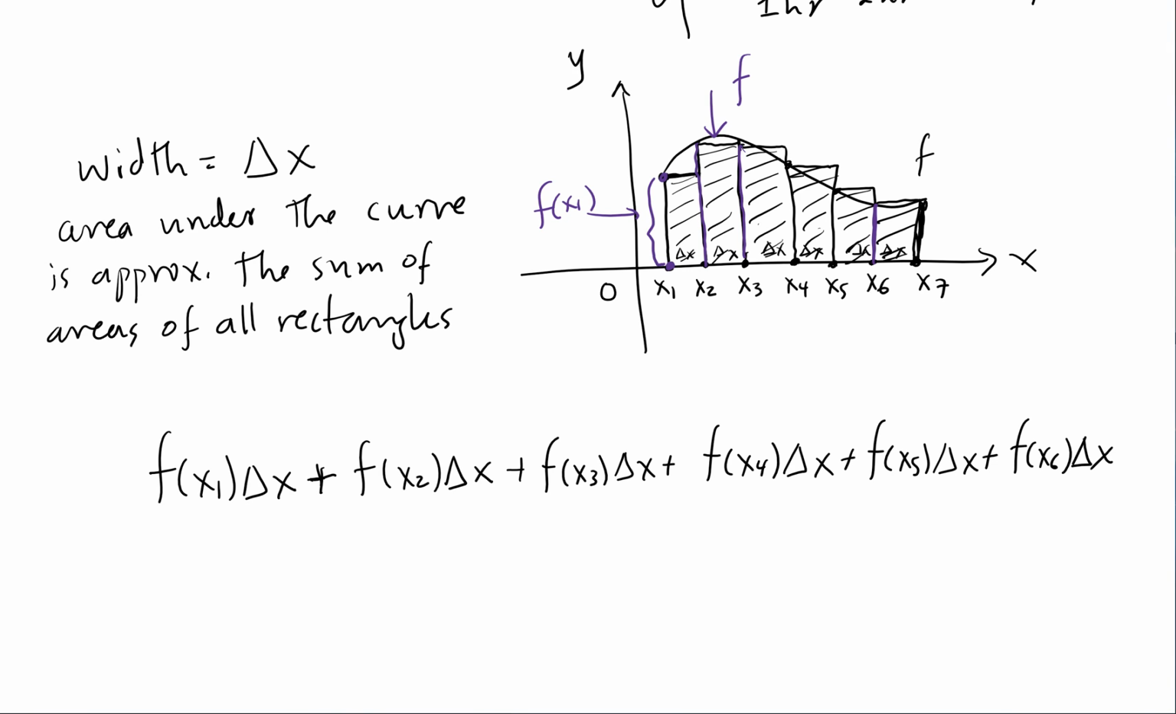And this will be called L sub n. L for left endpoint, because we start from the left side. You could start from the right, but I start from the left. So when you start with the left, we skip the last point. As you can see, x7 was not used.